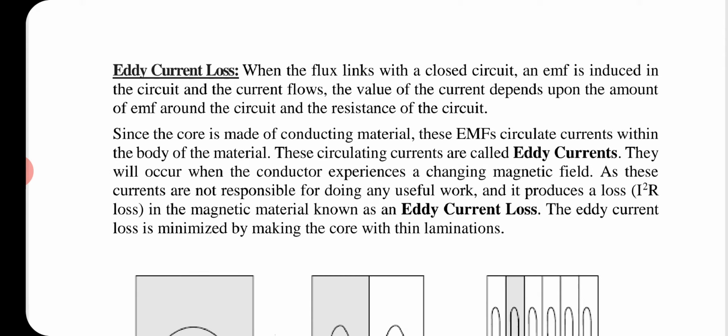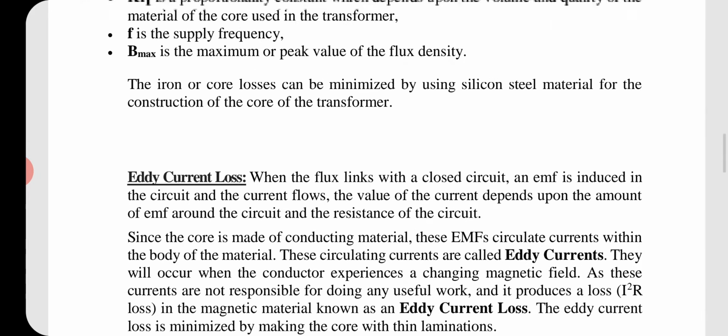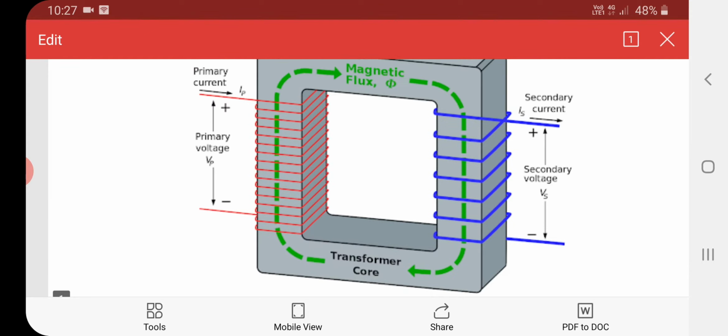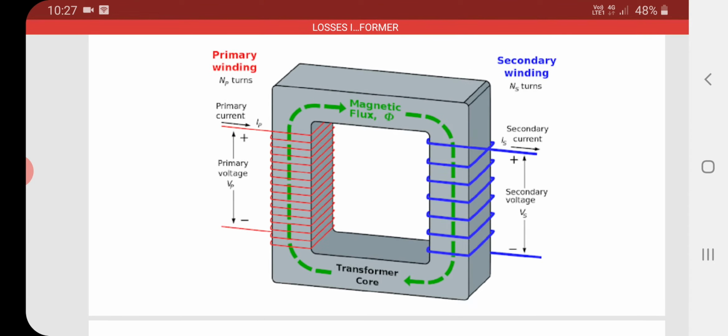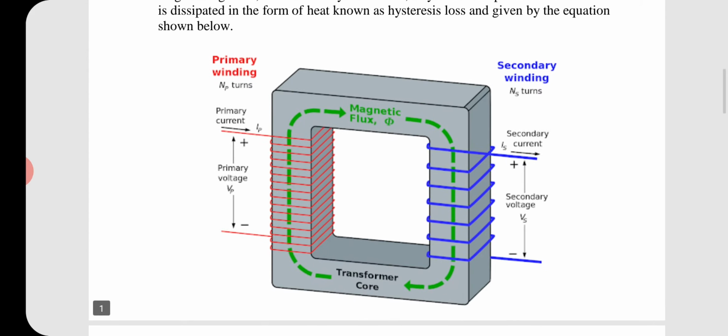Now coming to the eddy current loss, this is the second type of core loss. We know that the core of the transformer is made up of some metal. Metal is a conductor, and when a conductor is subjected to a variable magnetic field, some amount of EMF is induced across the ends of the conductor, and if the conductor makes a closed path, then a current will flow through it.